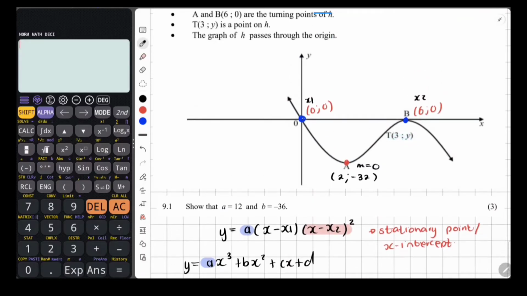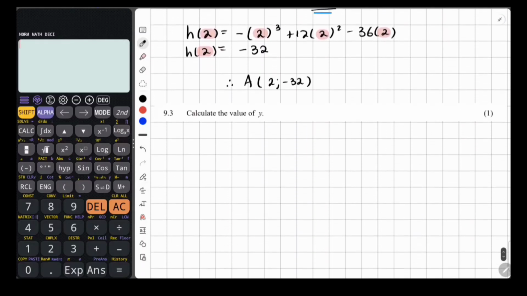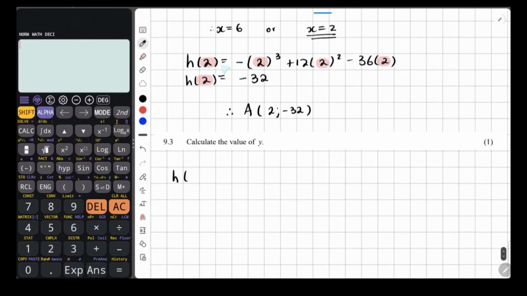Okay, so we have 3 and y, so we just have to substitute the x coordinate into the original equation of h, and we'll find y, the y coordinate. Since h of x was equal to, I don't actually have to rewrite that. Here's the equation of h of x in the previous question. So instead, I'm just going to substitute 3, because t was just 3 and y.